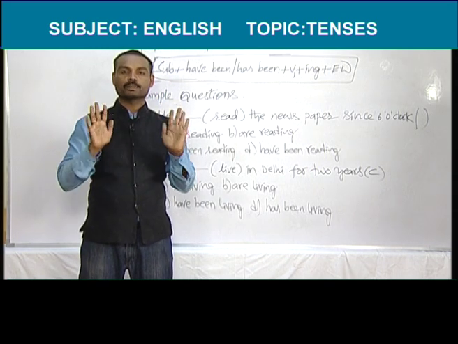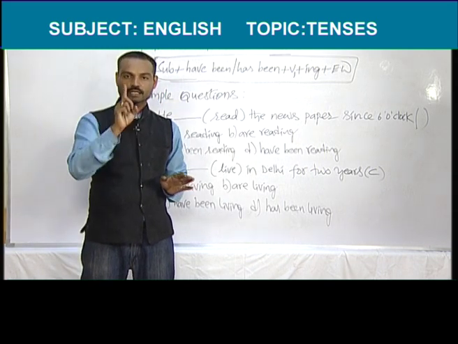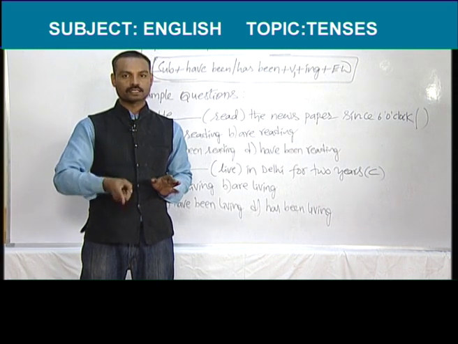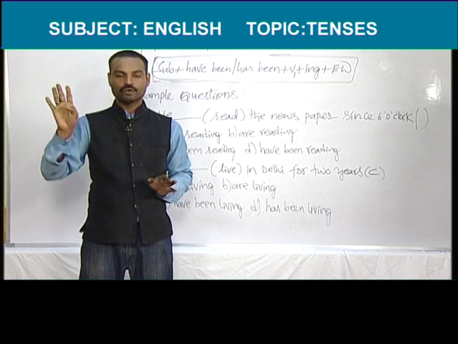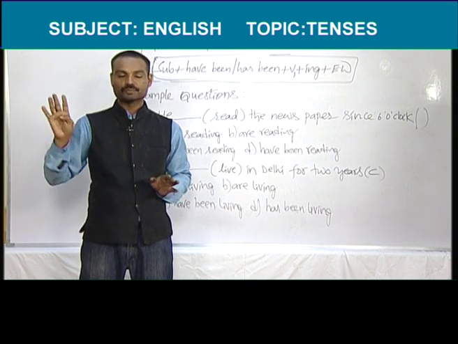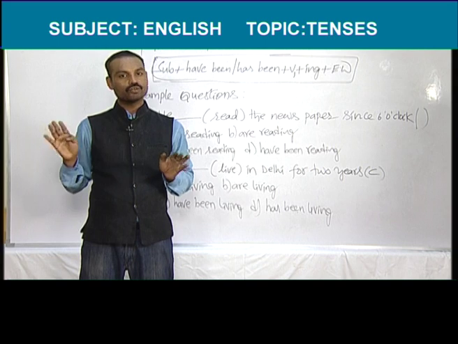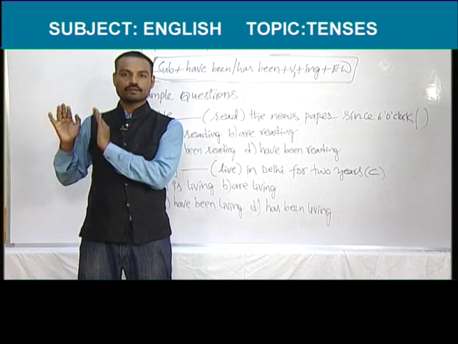In English, there are mainly 3 tenses. They are present tense, past tense and future tense. Each tense is divided into 4 forms. Present tense is divided into 4 forms. Past tense is divided into 4 forms. Future tense is also divided into 4 forms. Altogether, there are 12 tenses in English.